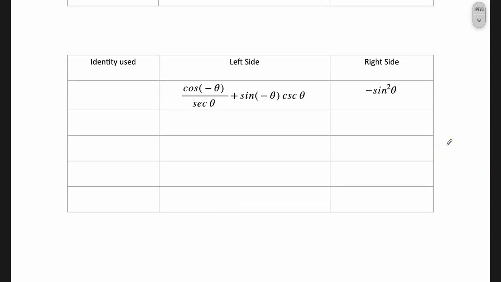Okay, again, try to solve this without my help at first, and then clear the video and watch me walk through this.